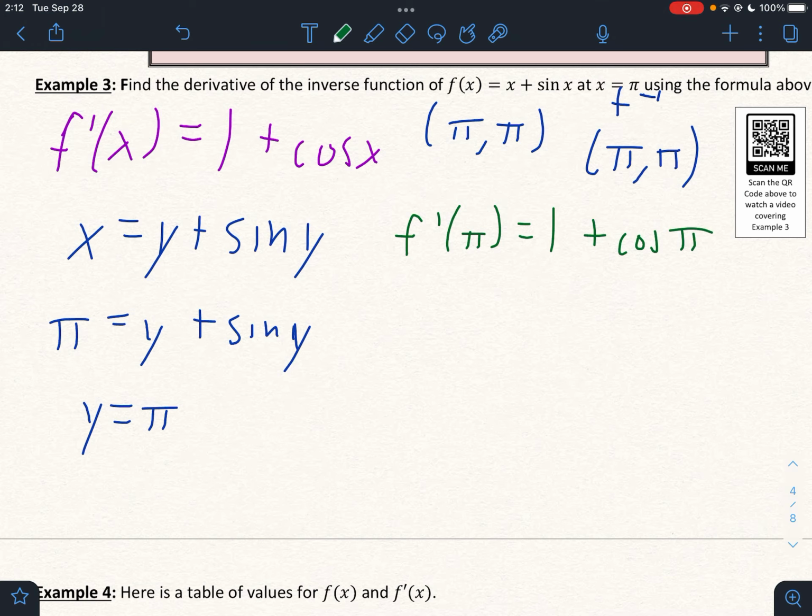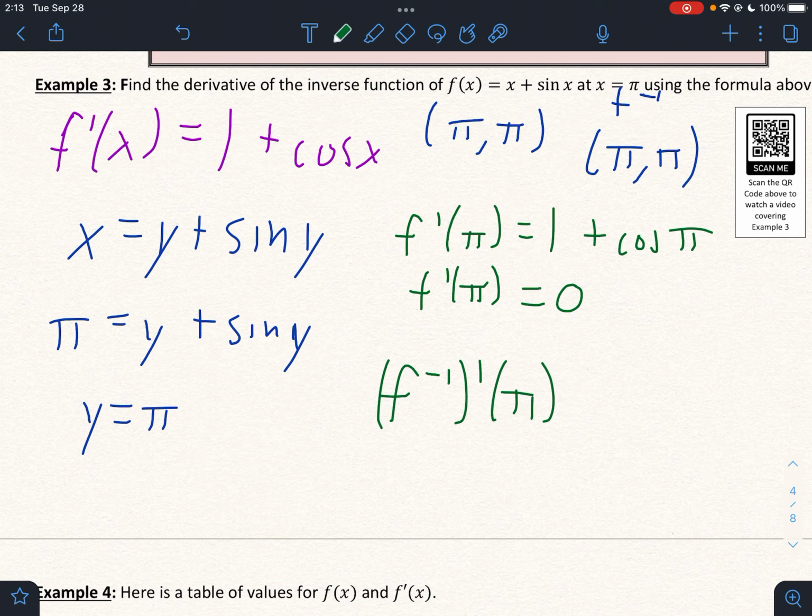The cosine of pi would be -1, so it would be 1 plus -1. So the slope would be 0. And because of what we learned in the first slide, the point on the inverse would have a mirrored point with a reciprocal slope. So f inverse prime of pi, because it's the same point, would be 1 over 0, which of course we know is undefined.